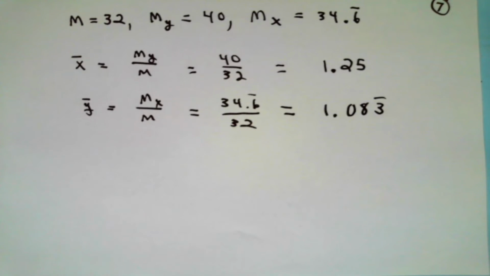As previously mentioned, if the mass density were uniform, you would expect the center of mass to be located at x bar equals 1, y bar equals 1. Here we see that x bar and y bar are somewhat bigger than 1, with x bar being the one with the larger difference. This is to be expected.